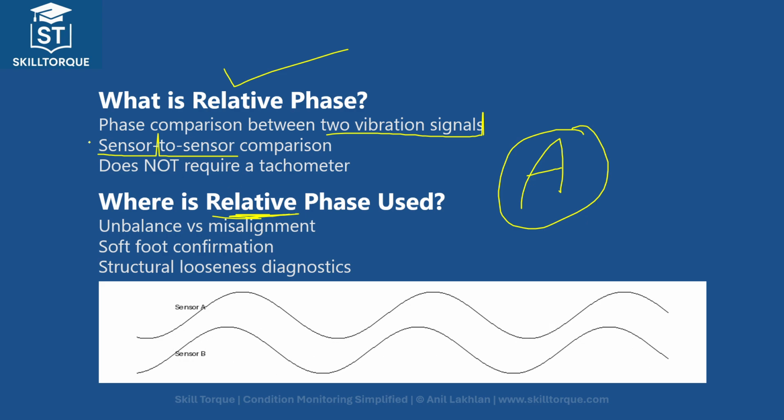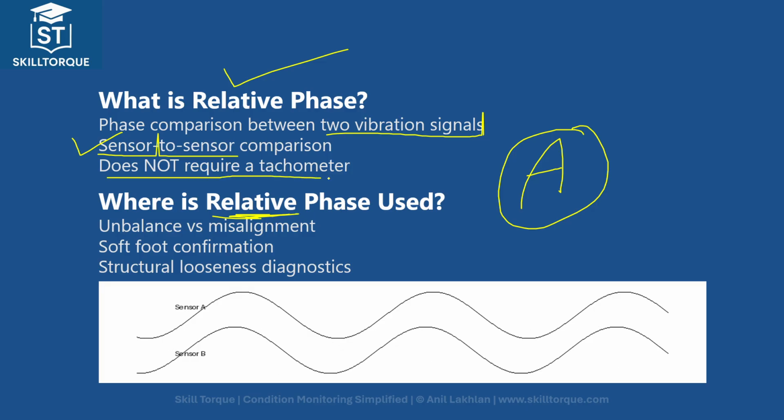Okay, so normally relative phase does not need a tachometer. This is the main thing that you have to remember: absolute phase needs a tachometer, relative phase doesn't need a tachometer, right?